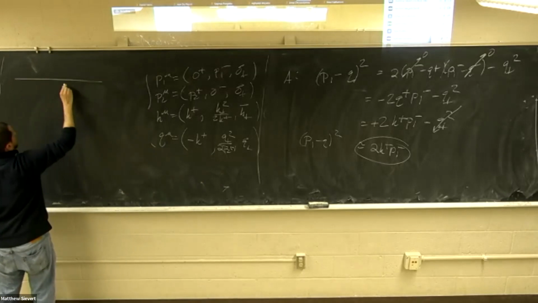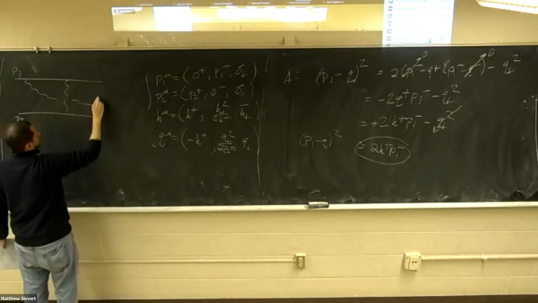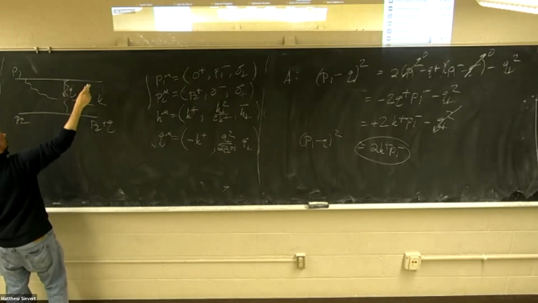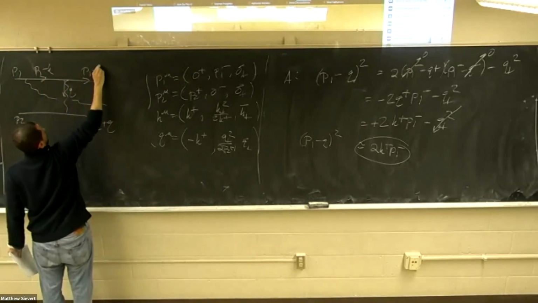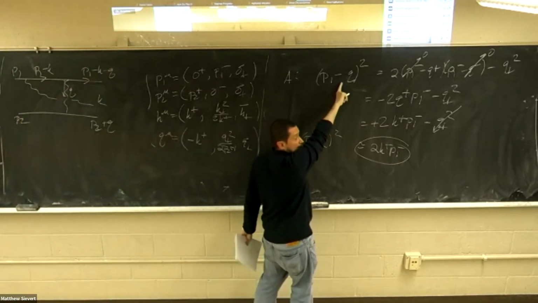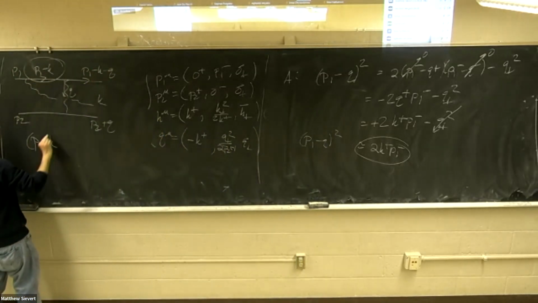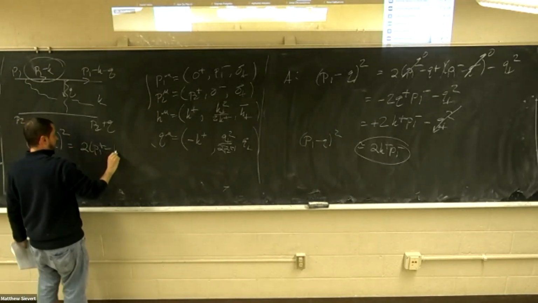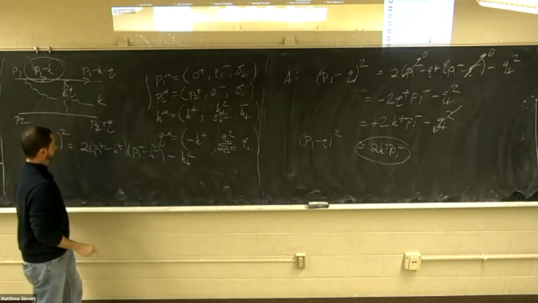For the initial state radiation diagram B, I have P1, P2, K, P2 plus Q. This is Q. This is P1 minus K, and this is P1 minus K minus Q. So whereas before my propagator was P1 minus Q squared, for the initial state radiation diagram it's going to be P1 minus K squared. And I work this out in the same way. 2 P1 plus, minus K plus, P1 minus K minus K perp squared.